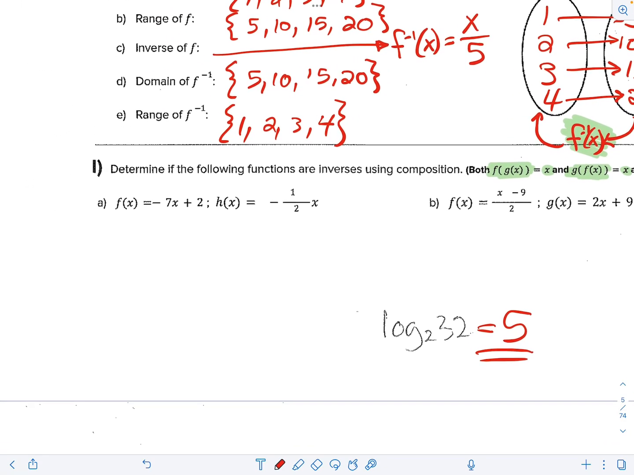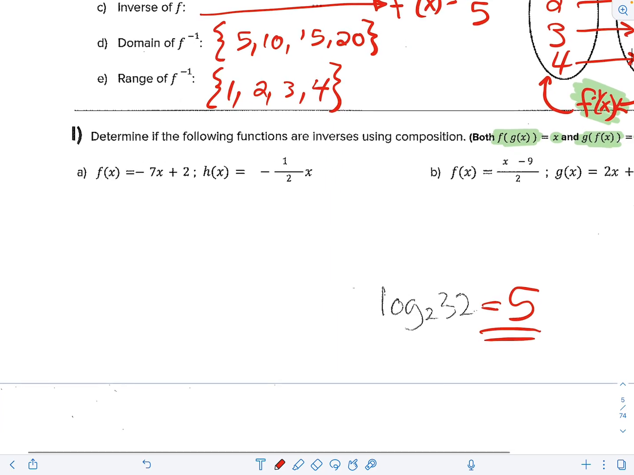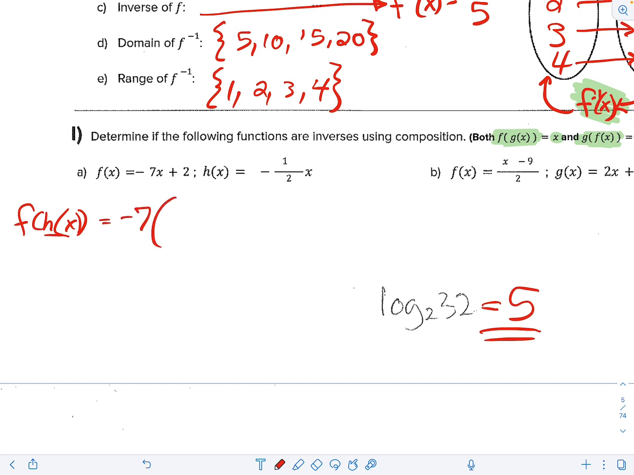Here is an example on this part A. F of x is -7x plus 2, and h of x is -1/2 x. F of h of x means I put the h function inside the f function, which is taking -7 times the input, -1/2 x, and then adding 2. When I crank that out, that's 7/2 x plus 2. That's not equal to x, which is what we wanted. These are not inverses.